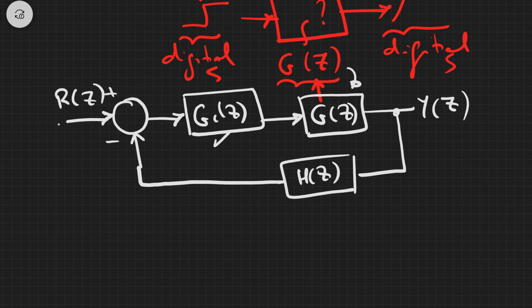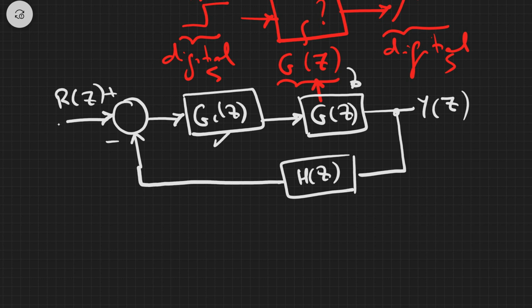Note that once we have a transfer function like this, we can easily obtain the closed loop transfer function Y over R, which is GC times G divided by 1 plus GC G times H. So it's basically the same rules that we used for S domain transfer functions.